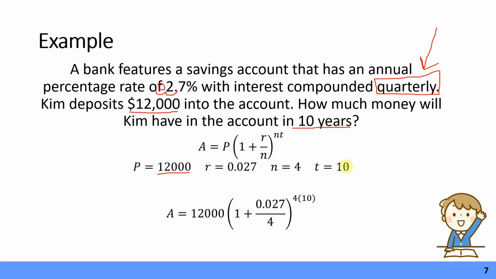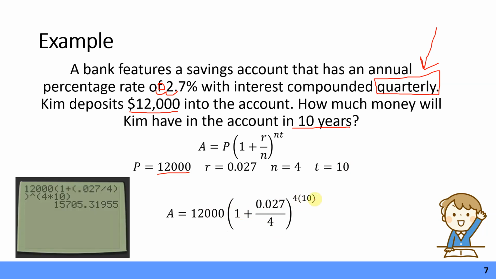And then again, just like we've been doing with all the other problems, substitute the values. We have the P, open parentheses, 1 plus the R over N raised to the N times T. Be very careful how you put this in the calculator.